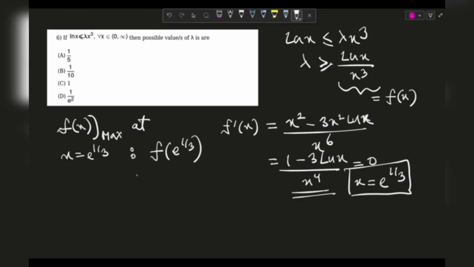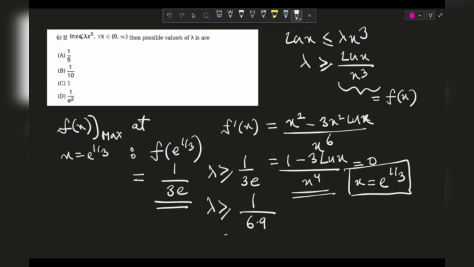So if we put e power 1 by 3 in ln x by x cube, it is coming out to be 1 by 3 and e power 1 by 3 whole cube, so 1 by 3e. So lambda has to be greater than or equal to 1 by 3e. And if we try to find the value, this is 2.3 something, so basically 6.9 roughly, or you can say 7. So we have to find the possible values of lambda. So lambda has to be greater than or equal to 1 by 7.